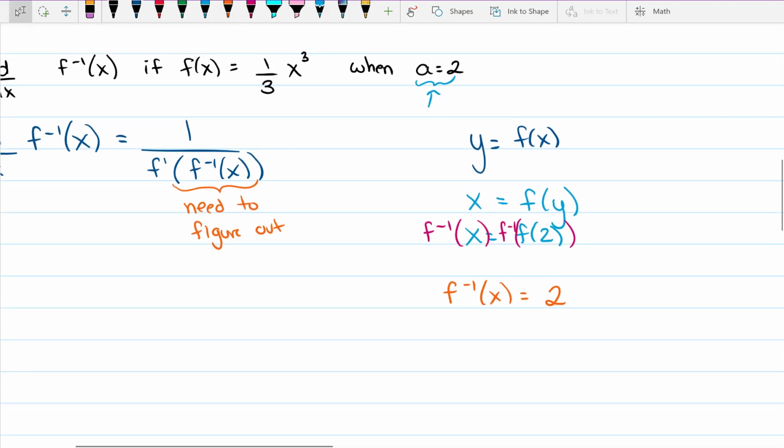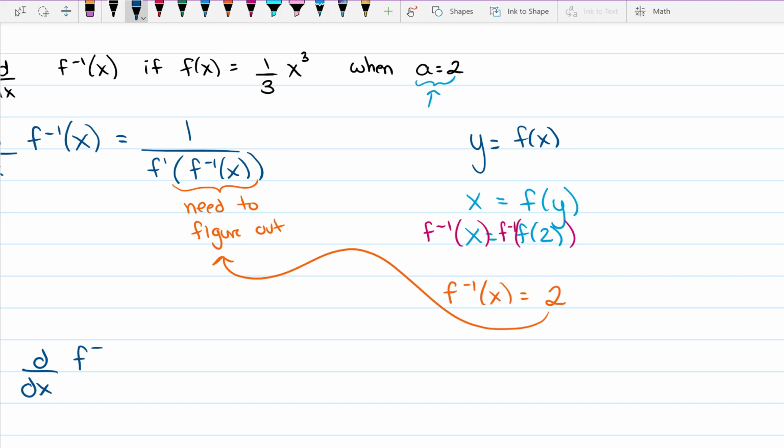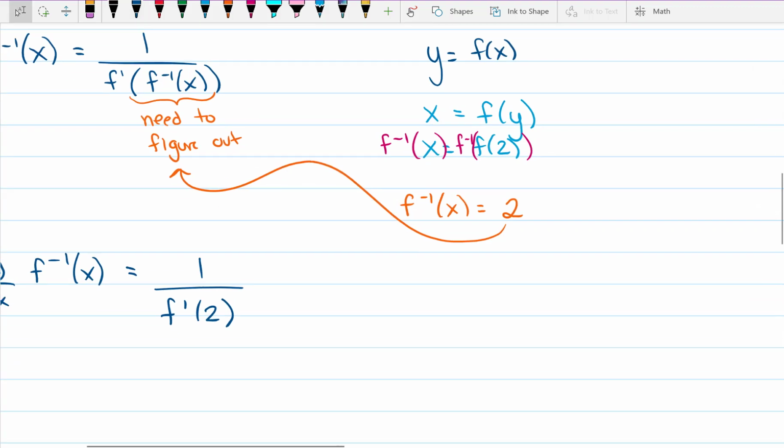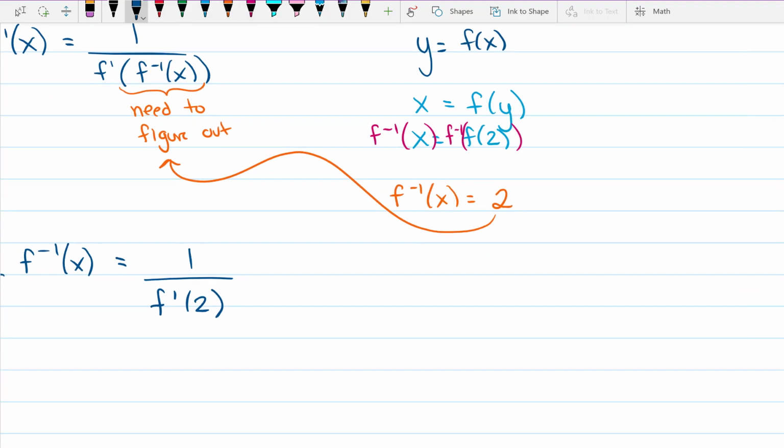Now what we need to do is take that 2 and plug it in there. So we get the derivative of f inverse of x is equal to 1 over f prime of 2. So from here, we just need to know what f prime of 2 is. We've got to figure this part out.